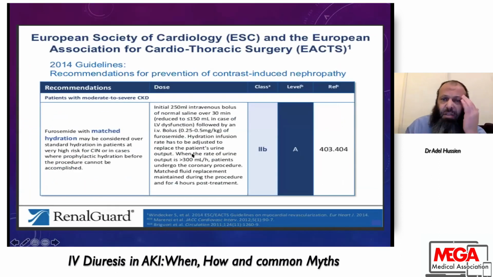And this is the statement from the European Society of Cardiology and the European Association of Cardiothoracic Surgery in 2014, and the recommendation for prevention of contrast-induced nephropathy. They recommended using matched hydration with Frisomite over the standard hydration only in patients who are high risk for CIN, or in cases where prophylactic hydration before the procedure cannot be done. I will talk just later about the technique, how they use it, and this is the strength of recommendation.